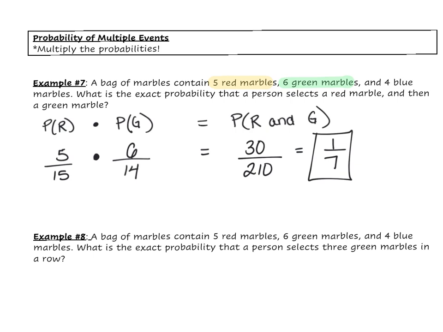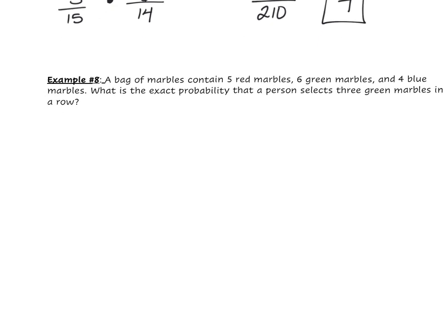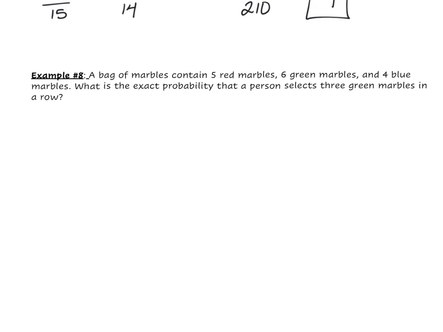Okay, let's look at the last example. A bag of marbles contains 5 red, 6 green, and 4 blue. I want to know what is the exact probability that a person selects 3 green marbles in a row. So 3 green. Same example as before. In order to get this, we need the probability of green the first time times the probability of green the second time times the probability of green the third time.